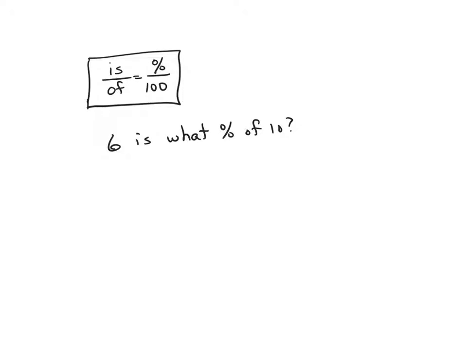Here's the second problem that I had. 6 is what percent of 10? I look for what number is attached to the percentage sign, but I don't have a number. It says what percent, so I'm going to have an x over 100 on the right side of my proportion. It says 6 is, so 6 is the top of the left-hand side of the proportion. The of is equal to 10. So my proportion is 6 over 10 is equal to x over 100.